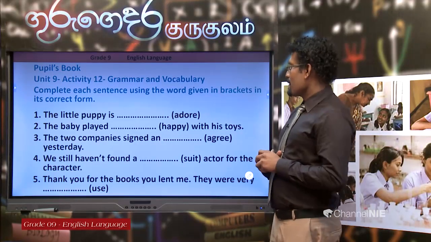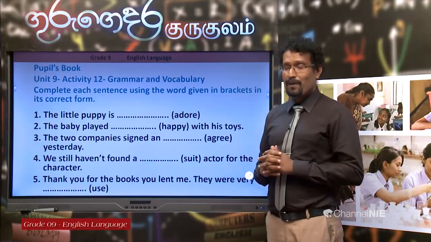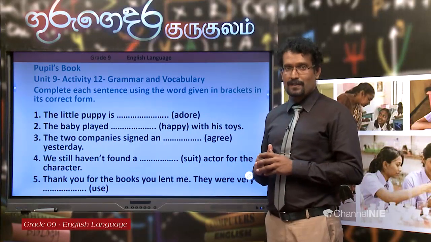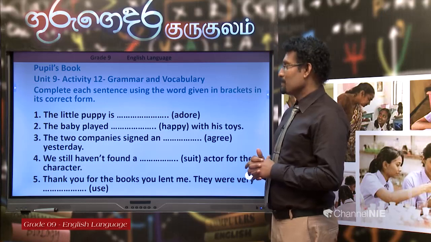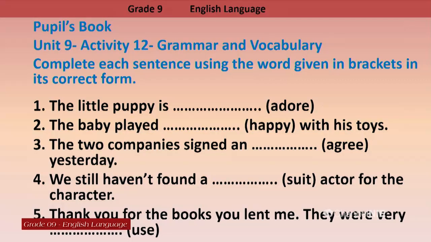Right, there is another activity which is very easy, I think, because now you have a better idea about what affixes are, and prefixes and suffixes also, right. So, this is also from your Pupil's Book, Unit 9, Activity 12, Grammar and Vocabulary. Complete each sentence using the word given in brackets in its correct form.